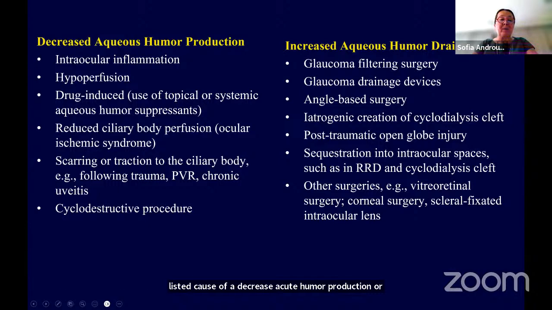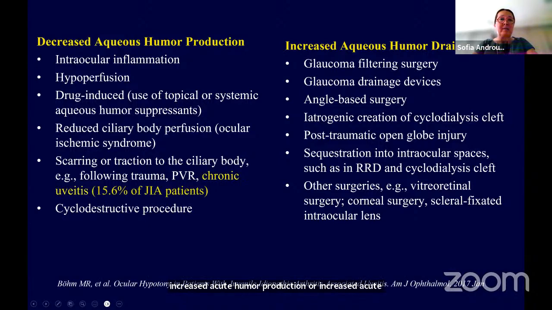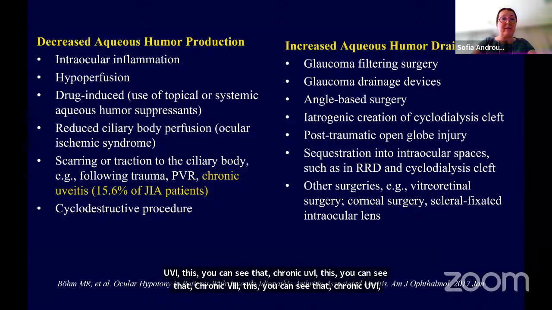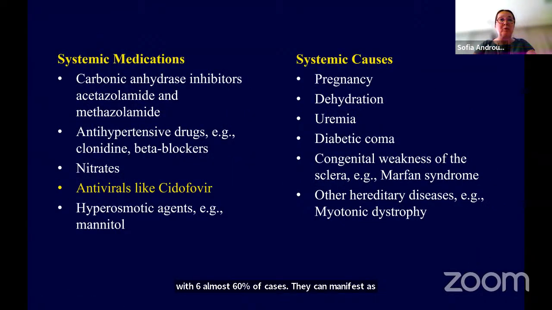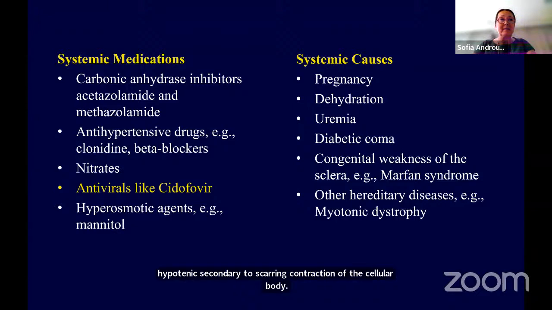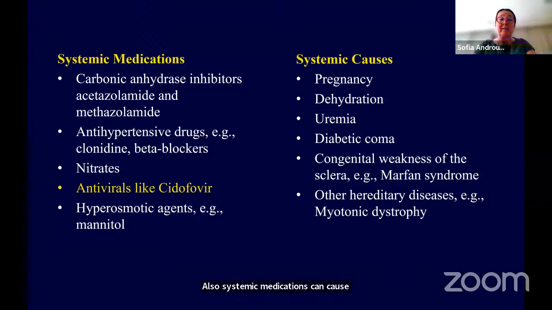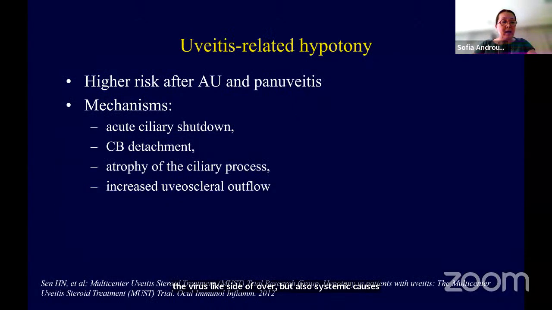And for uveitis, you can see that chronic uveitis, and in particular JIA, with almost 60% of cases, can manifest as hypotony secondary to scarring or traction of the ciliary body. Also, systemic medications can cause hypotony: carbonic anhydrase inhibitors, antihypertensive nitrates, antivirals like cidofovir, but also systemic causes like pregnancy, dehydration, uremia, diabetic coma.